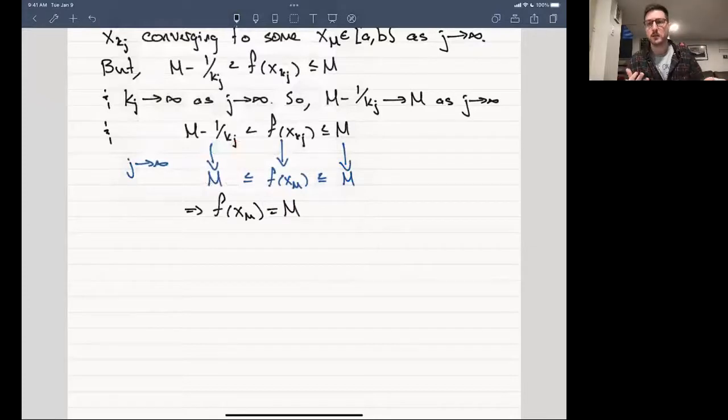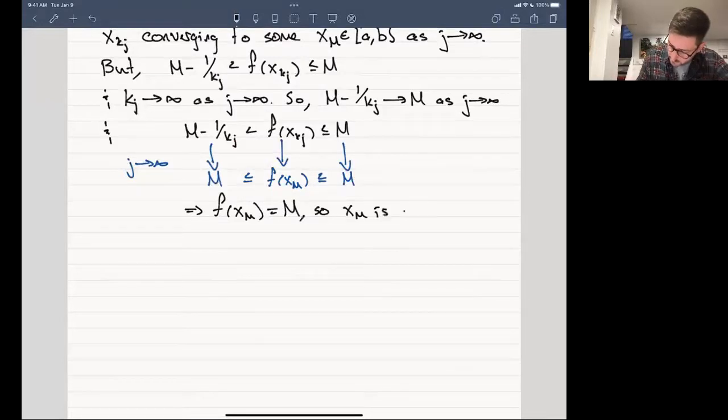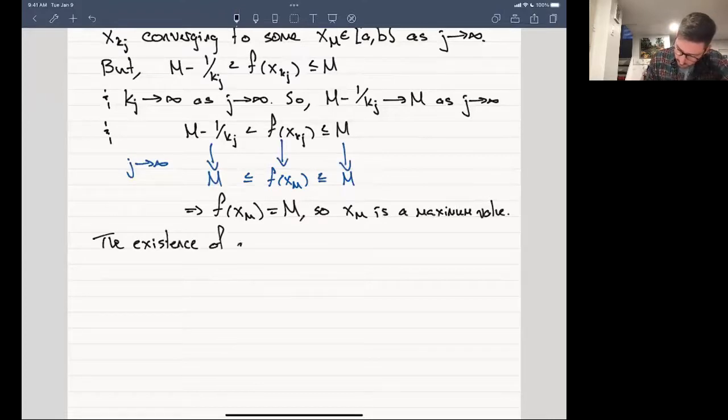All right, so we didn't prove the squeeze theorem in this lecture series, but again, you don't really need it. You can kind of see it at work here. You're just sort of coming up from below and you're sort of crushing yourself into that upper bound. So x_M is a maximum value. The existence of a minimum value follows in the same way.